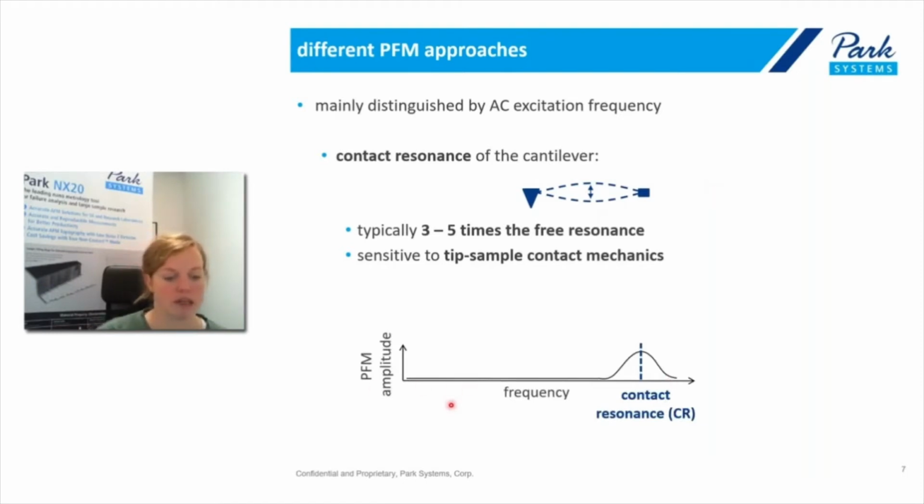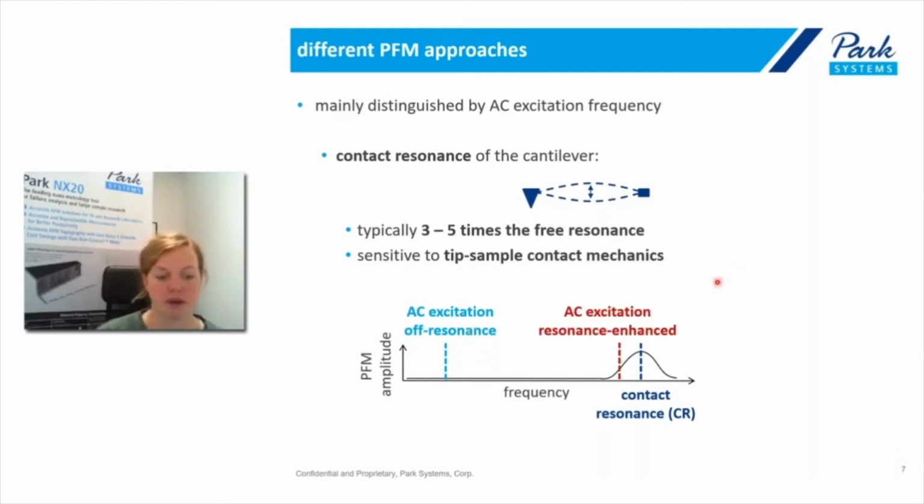If we now look at this very simplified schematic of a frequency spectrum of a cantilever in contact with a sample, we can see here at higher frequencies the contact resonance, or CR. And now the first approach to do PFM would be to choose the AC excitation far away from the contact resonance. And that actually gives us less crosstalk, because now we're not that sensitive to tip sample contact mechanics. However, if we have materials that have a very low inherent piezoresponse, for example, thin films, the signal is not going to be very strong. So we do not have any enhancement of the signal.